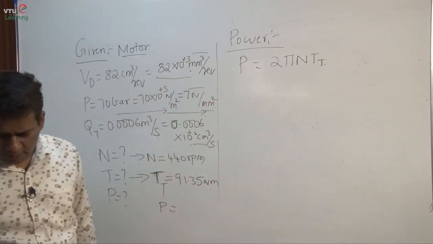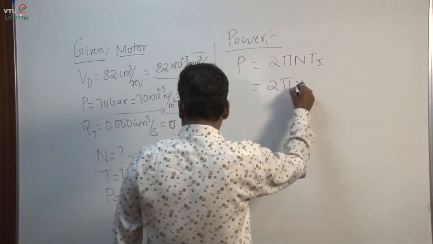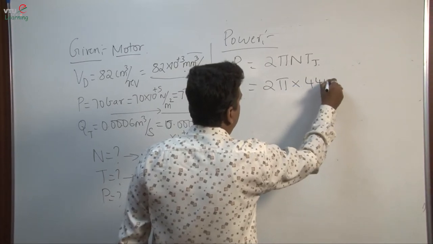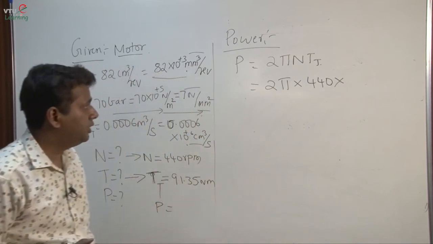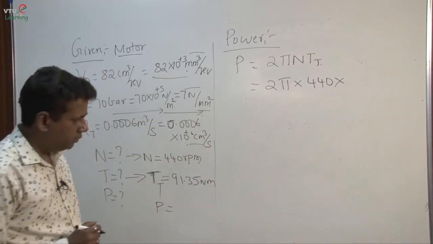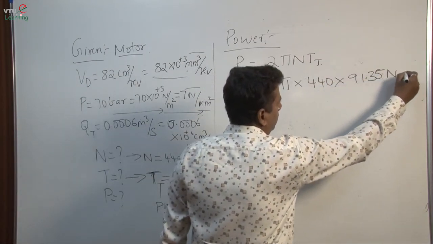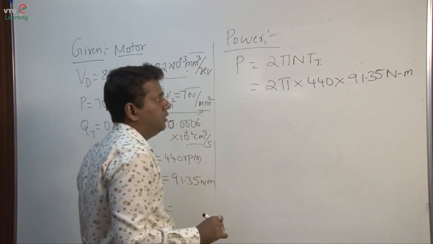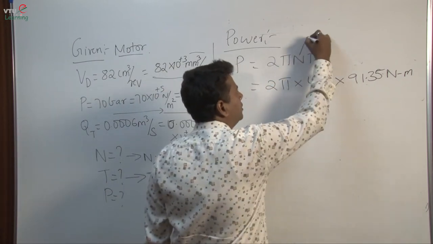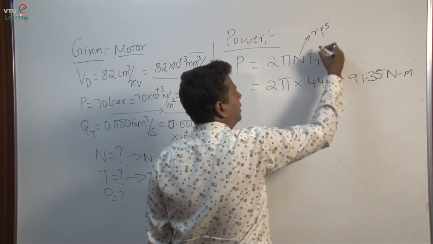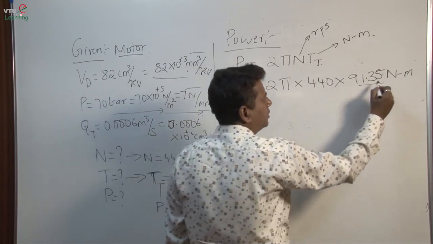2 pi n T theoretical. So, let us substitute 2 into pi into n, which we found out is 440 rpm, right? And T theoretical is 91.35 Newton meter. Don't take Newton millimeter, right? So if you want to use this formula, N should be in revolution per second, T should be in Newton meter. So I have taken care of this, right?